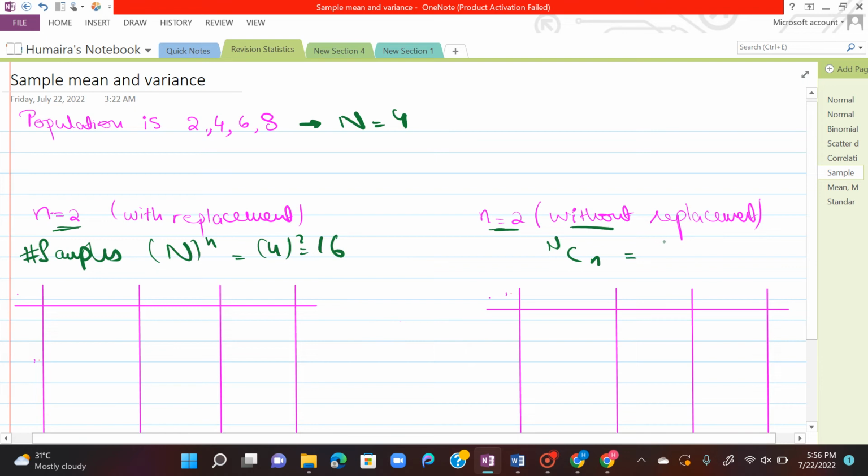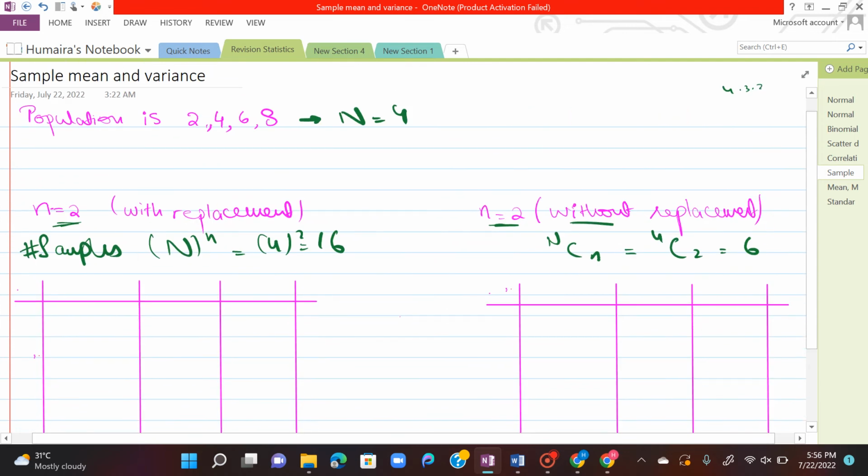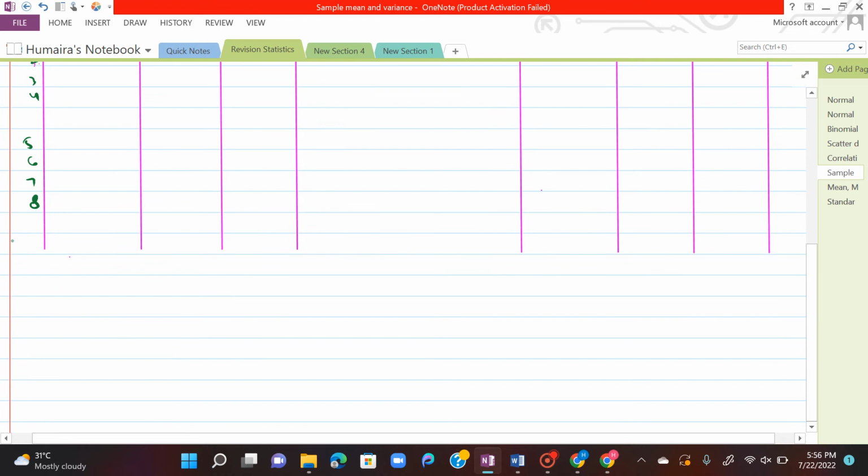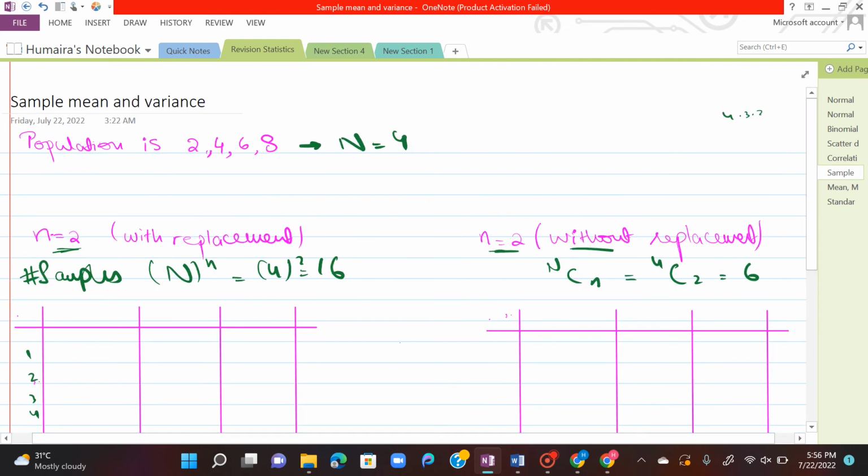So in this case, if I apply 4 to the power 2, that means altogether I should have 16 samples, and over here I must have 4C2, that gives me 6 samples, right? So let's see how to make the samples. The values are 2, 4, 6, 8, right? So for the 16 samples I will have 1, 2, 3, 4, 5, 6, 7, 8, 9, 10, 11, 12, 13, 14, 15, 16. Okay, the values are 2, 4, 6, 8.